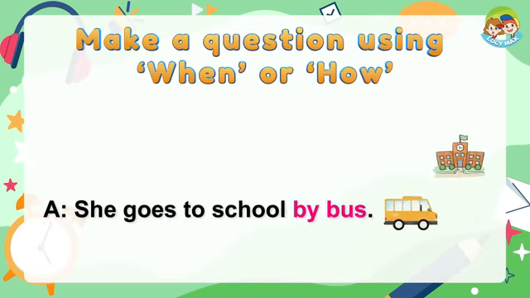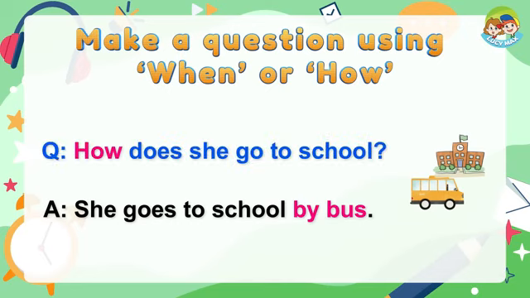The answer is, she goes to school by bus. By bus is the way, so we use how. How does she go to school?